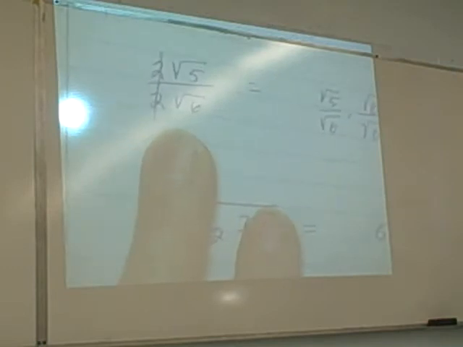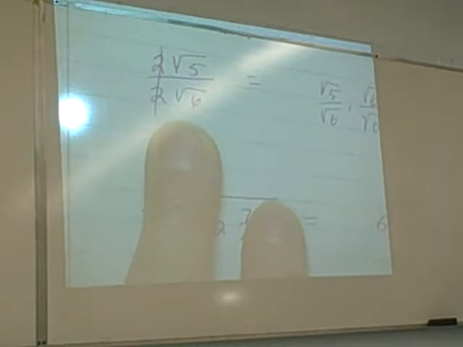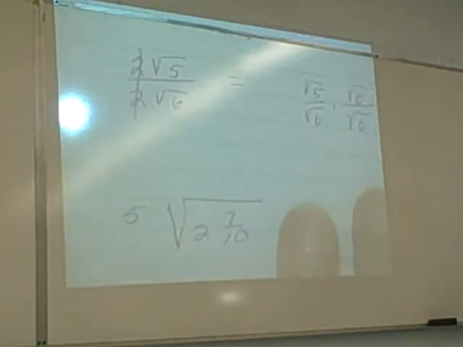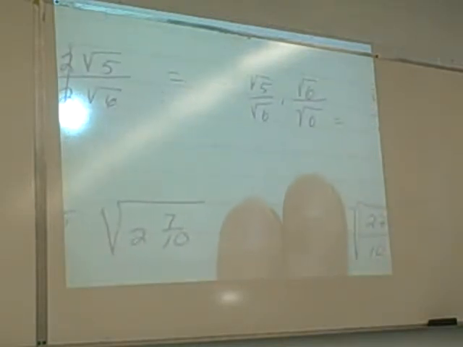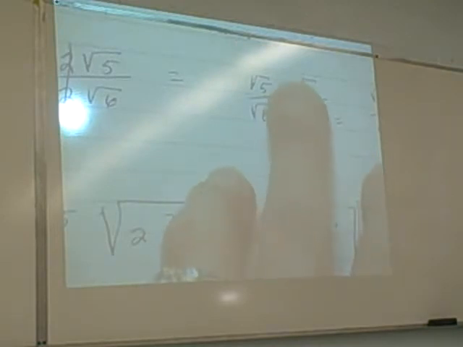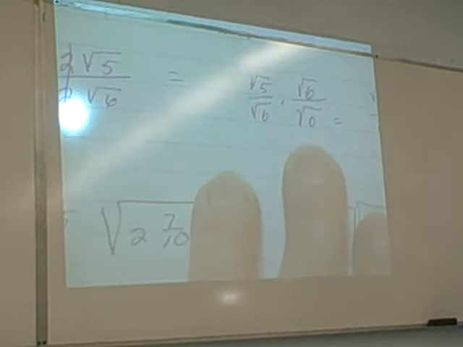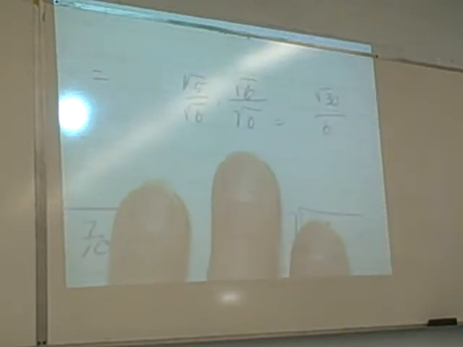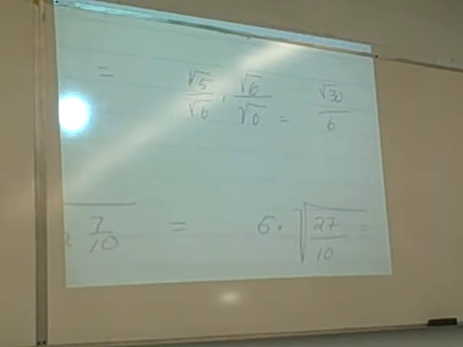6. And what can I do with those 2's? Cancel them out. You're always trying to simplify, simplify, simplify. Okay, so the next thing is try to get rid of my radical in the denominator. I'm multiplying. What is rad 6 over rad 6? 1. I'm allowed to do that. And I end up with rad 30 over 6.